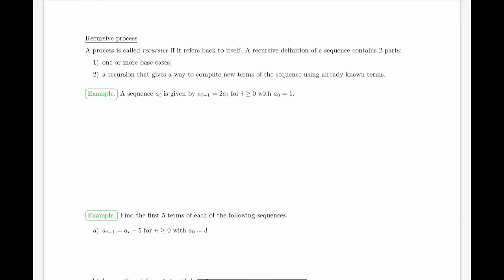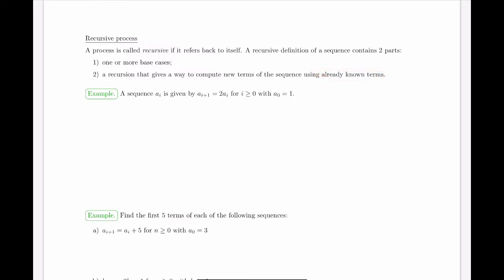In this class, we're going to learn about recursive processes, recursive sequences and algorithms. A process is called recursive if it refers back onto itself. In general, a recursive sequence will always have two parts: one or more base cases, and also a formula or a recursion that gives a way to compute new terms given already known terms.